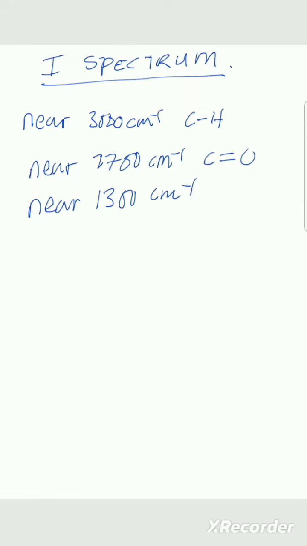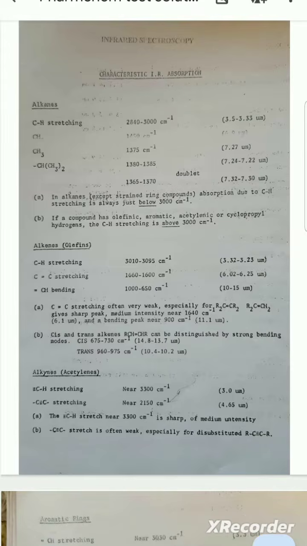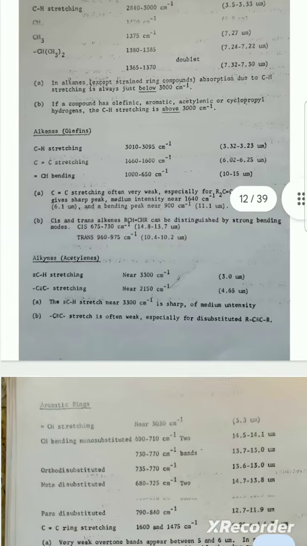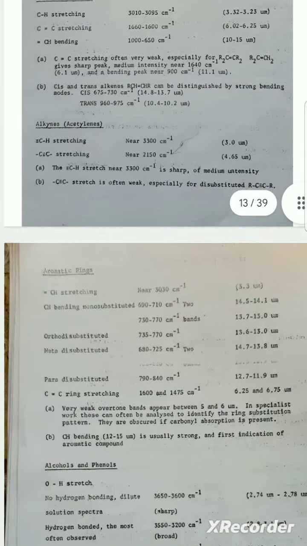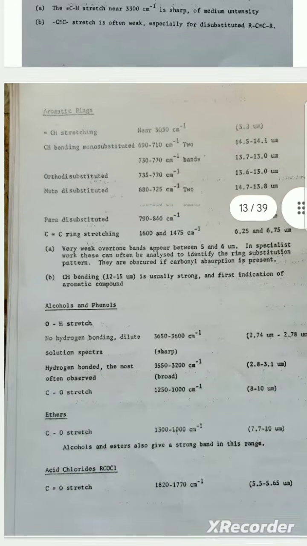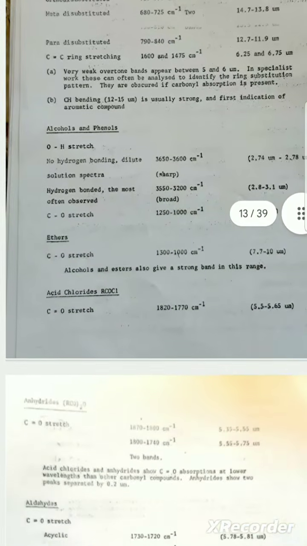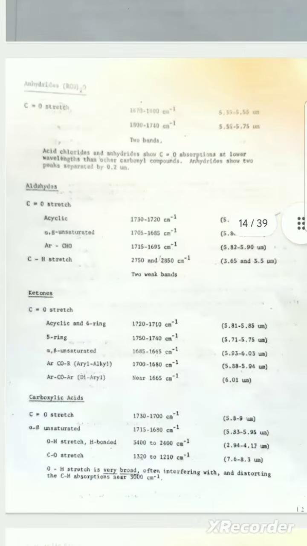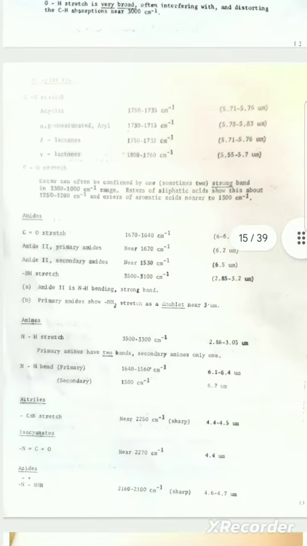But let me check on the infrared spectrum, the one that I have. These are the common ones. Don't forget about that. So let's go and check on this one. This is the infrared spectroscopy manual that I have. I'll be checking near 1300. As I said, that is an ether, so let me go to ether.